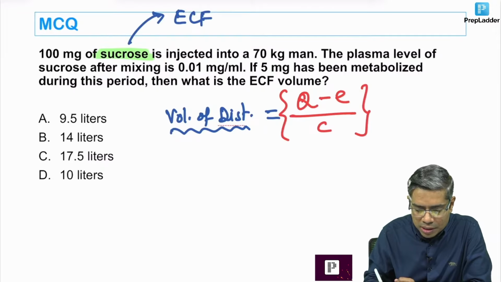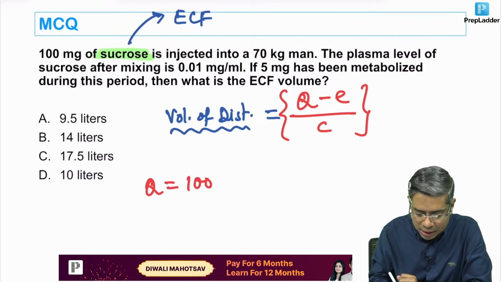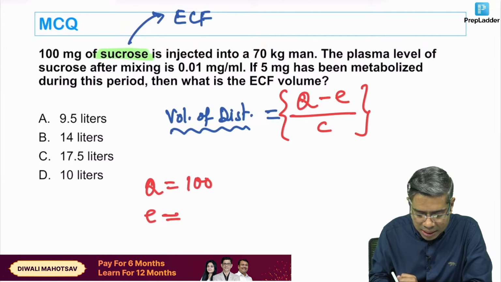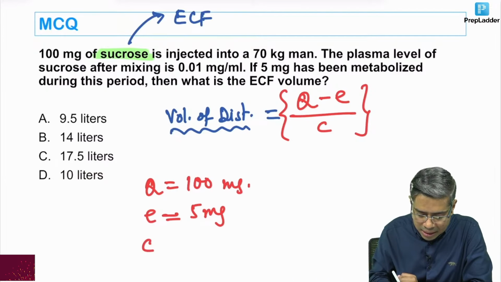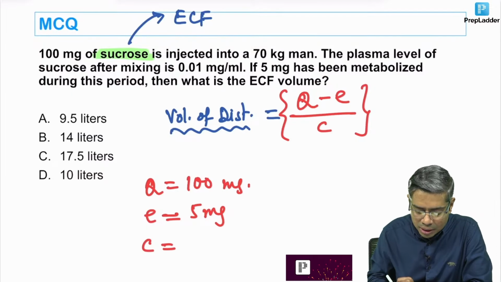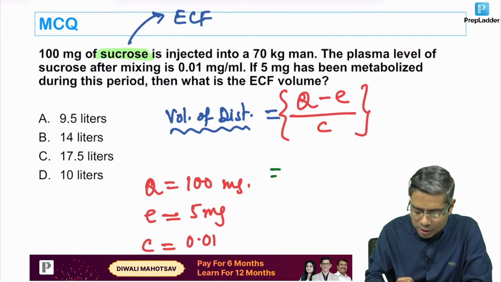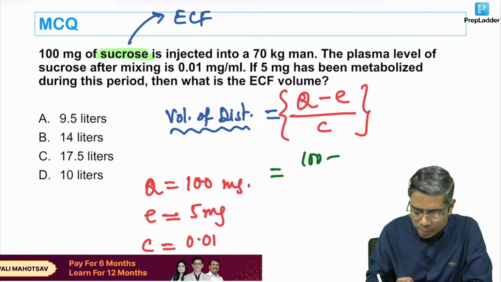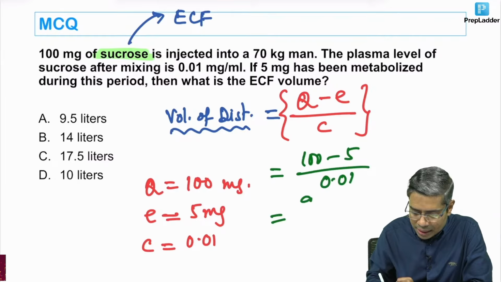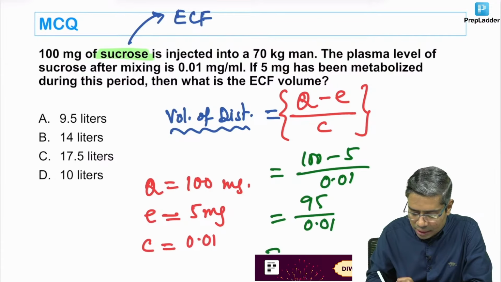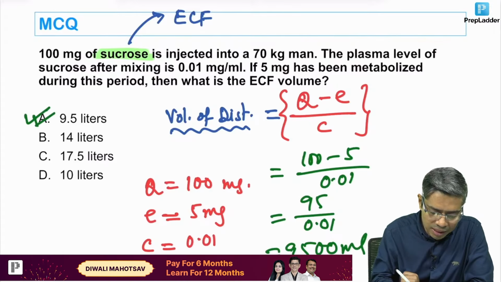So Q is the total amount of substance that is injected. In this question, this is 100 milligram. E is the excreted amount of substance, that is 5 milligram in this question, and C is the final concentration after mixing in the plasma, that is 0.01. So if you put all of this into the equation, 100 minus 5 upon 0.01, obviously this will be 95 upon 0.01, and that is 9500 ml. So that is equal to 9.5 liter, which is the answer.